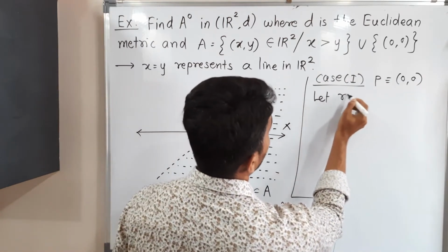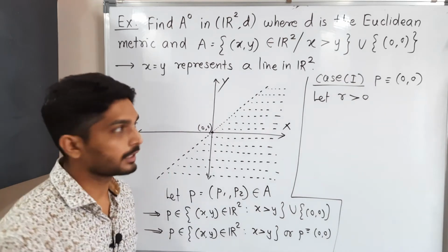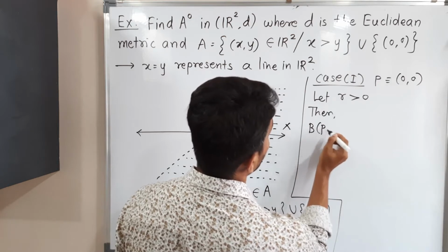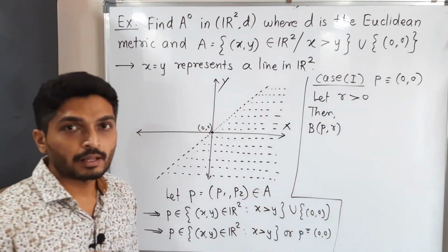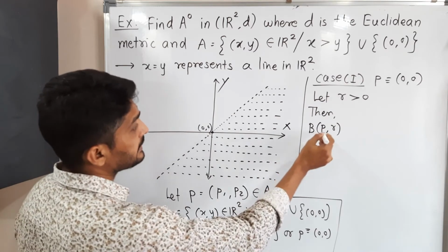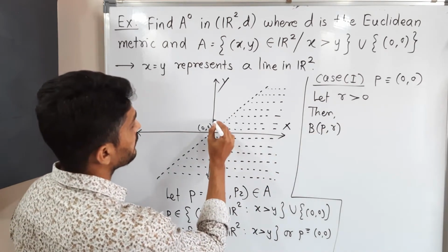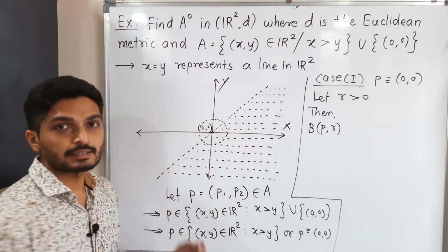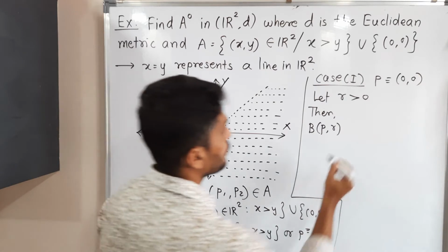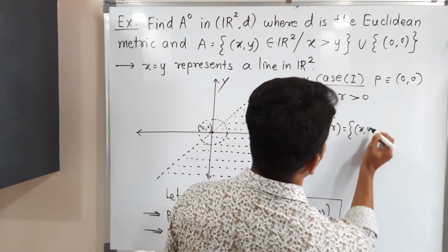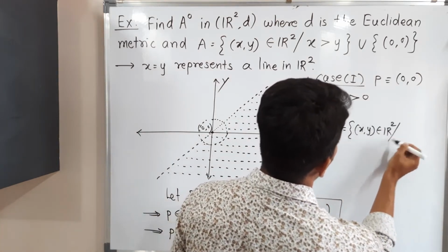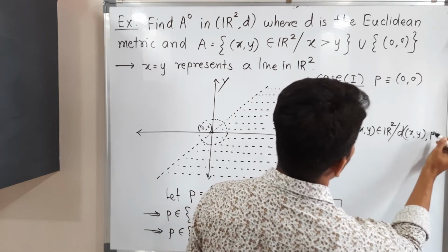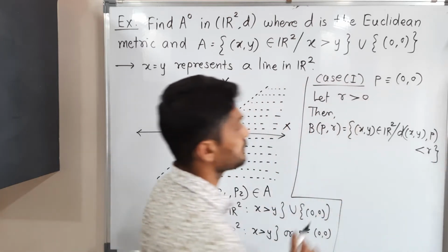Let r be greater than 0. I have taken any positive real number. Then consider B(P, r). That means what am I doing? I am considering a ball with center P, P means origin, and radius r. So this is the ball we are getting, having center P and radius r. So I can write here, this is xy belongs to R2 such that the distance of xy from P, meaning P1 P2, is less than r. So this ball we have.